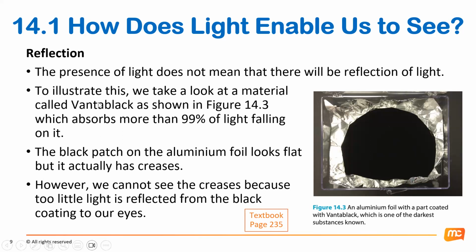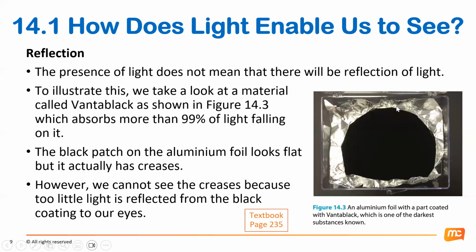So you have this black object called Vantablack, as shown here. They spread Vantablack onto this aluminium foil. At one look, you see that it's black and flat. It looks like nothing, or a hole, or a very flat black surface. But actually there are a lot of creases on this aluminium foil, looking like this. You can't see the creases because Vantablack absorbs more than 99% of the light falling onto it.